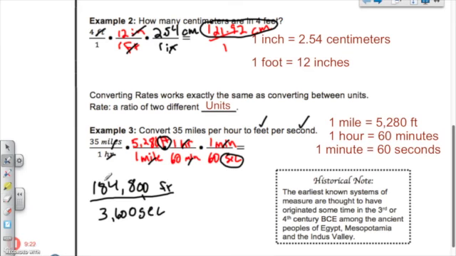So I've got my feet per second, but I don't want to leave it in that format. So in my calculator, I'm going to put in 184,800 divided by, because remember fraction bars are just another way of writing division, divided by 3,600. And that is going to give me 51.3 repeating feet per second. And there is my final answer.